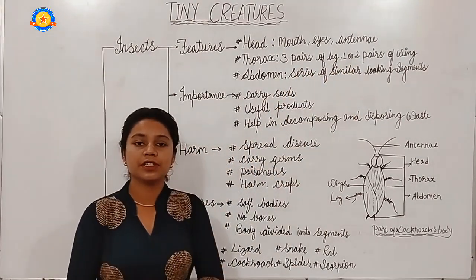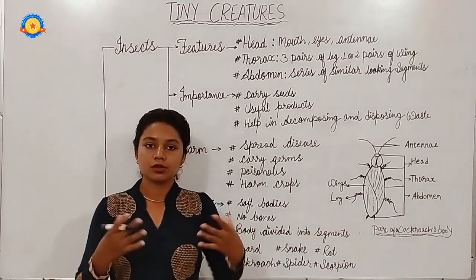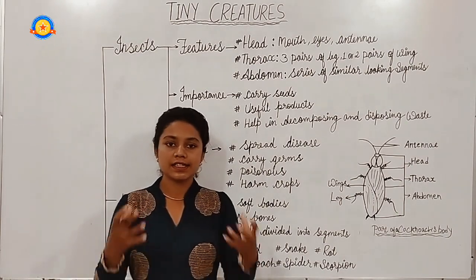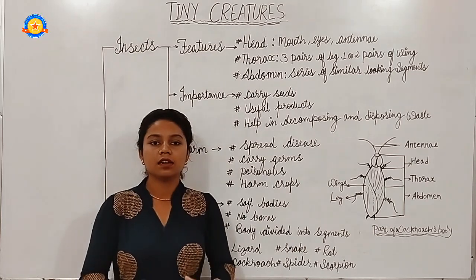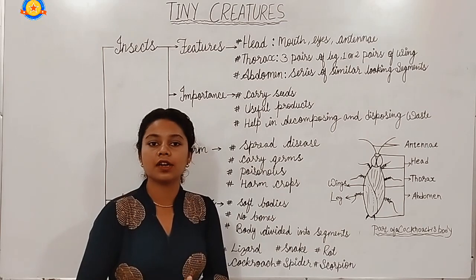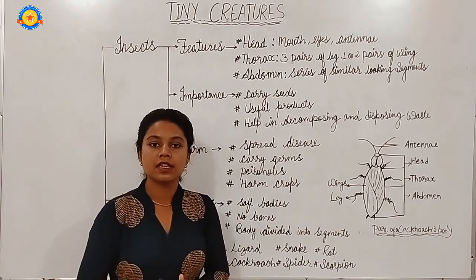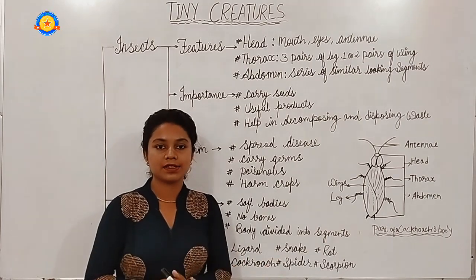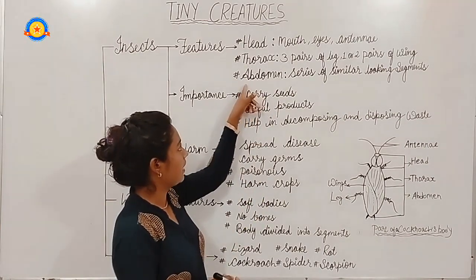The insects which have wings are the cockroach, the houseflies, the bees, the butterflies. These are the insects which have wings. And some insects don't have wings. They are the grasshopper and the cricket. They hop or jump with their legs. They don't have wings. Next we have the abdomen.